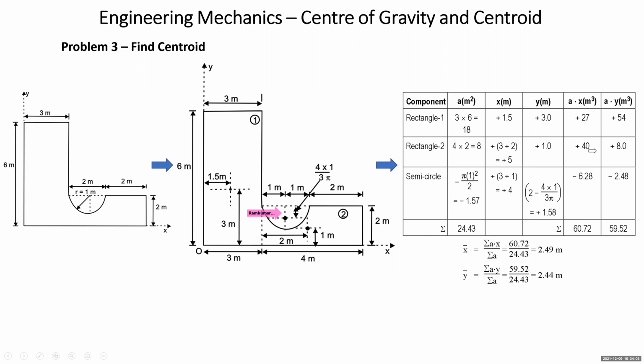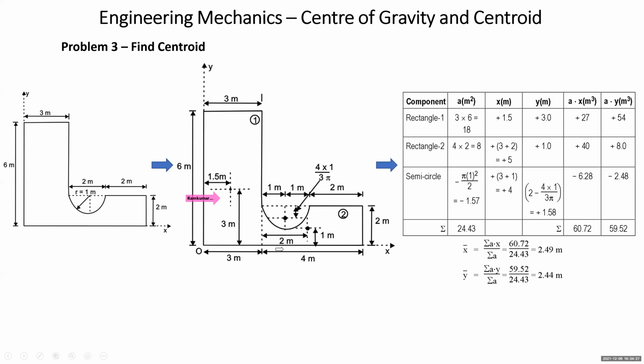Make a table with 6 columns. This time units are in meters. Accordingly, you'll come across the units of area, x, y, Ax, and Ay. Now we have to mark the centroid of all the three components. Now component 1 centroid is, this is 3 meters, so this is 3 by 2, 1.5 meter, b by 2. All right, and this height is 6 meters, 6 by 2 is 3 meter.